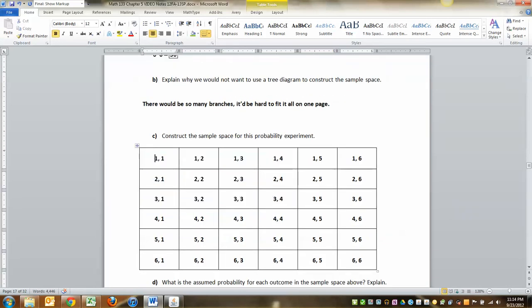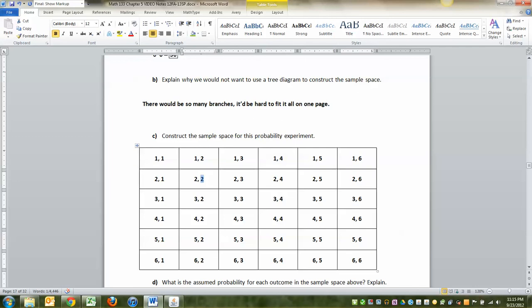So you could roll a 1 on the first die and a 1 on the second. You could roll a 1 on the first die and a 2 on the second, 1 on the first die and 3 on the second, and so on. Then you go again, 2 on the first die, 1; 2 on the first die, 2; 3; 2, 4; and so on. And you'll have all 36 by the time it's over.